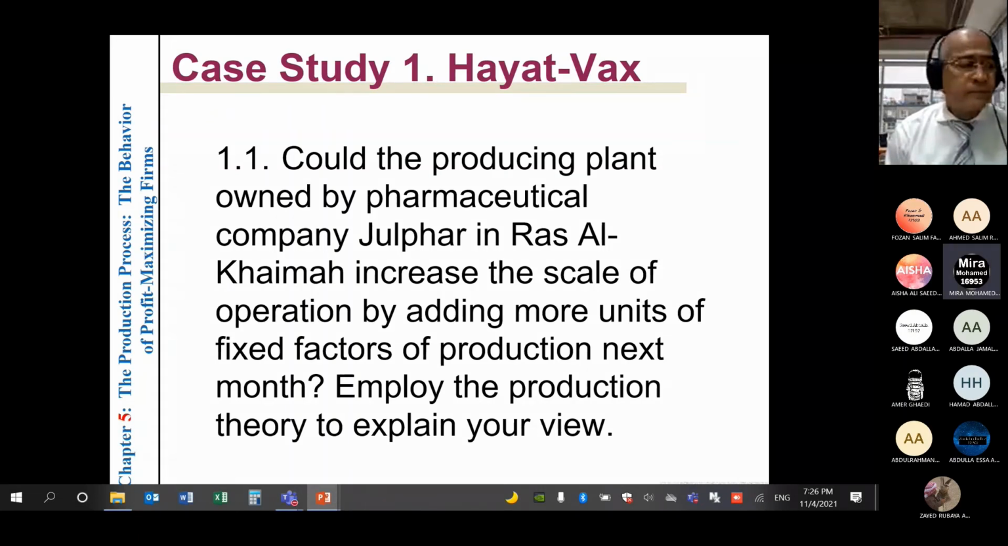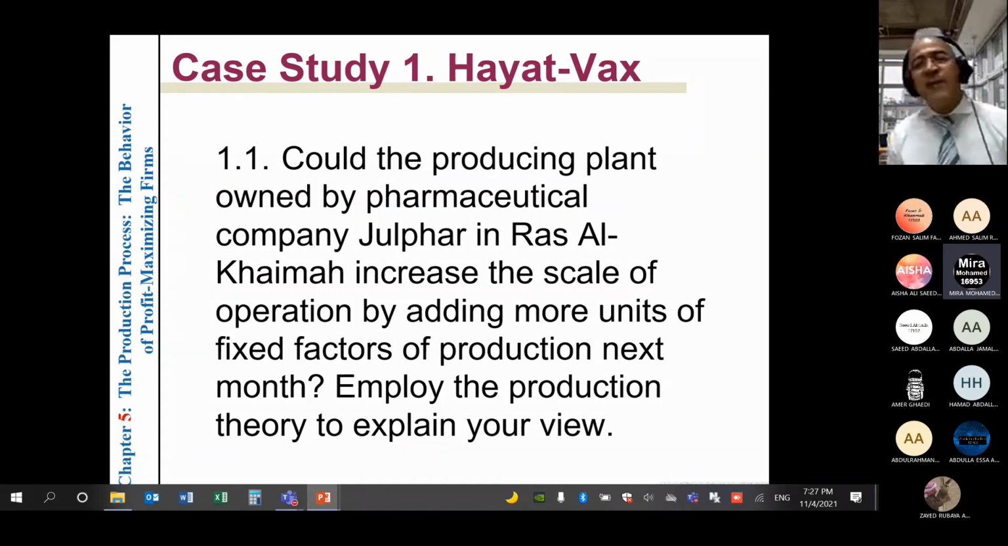Yes, doctor. Could the producing plant owned by pharmaceutical company Julphar in Ras Al Khaimah increase the scale of operation by adding more units of fixed factors of production next month? Employ the production theory to explain your view.